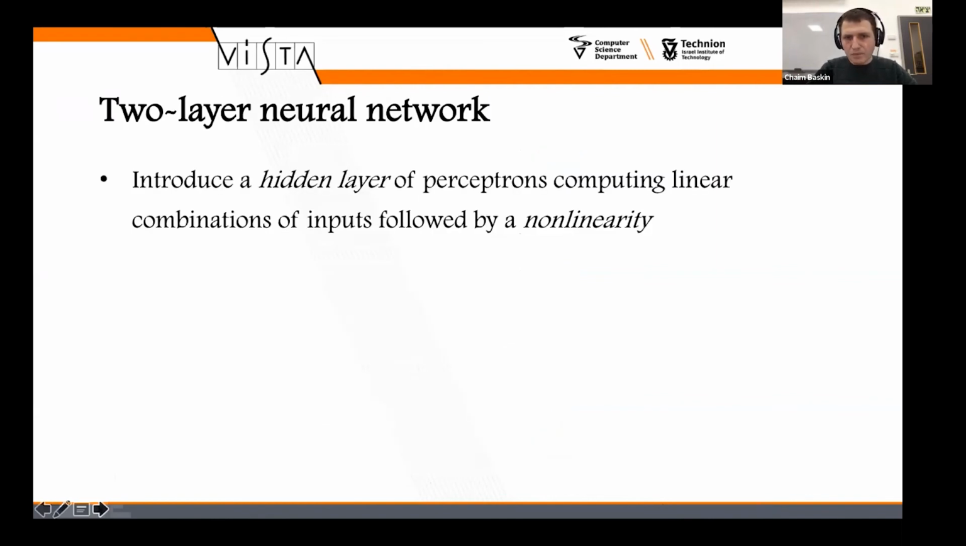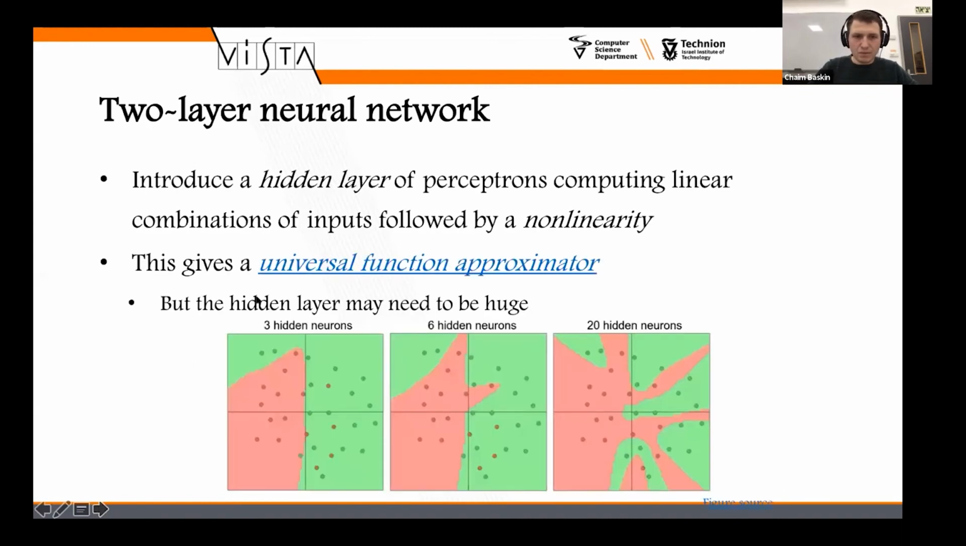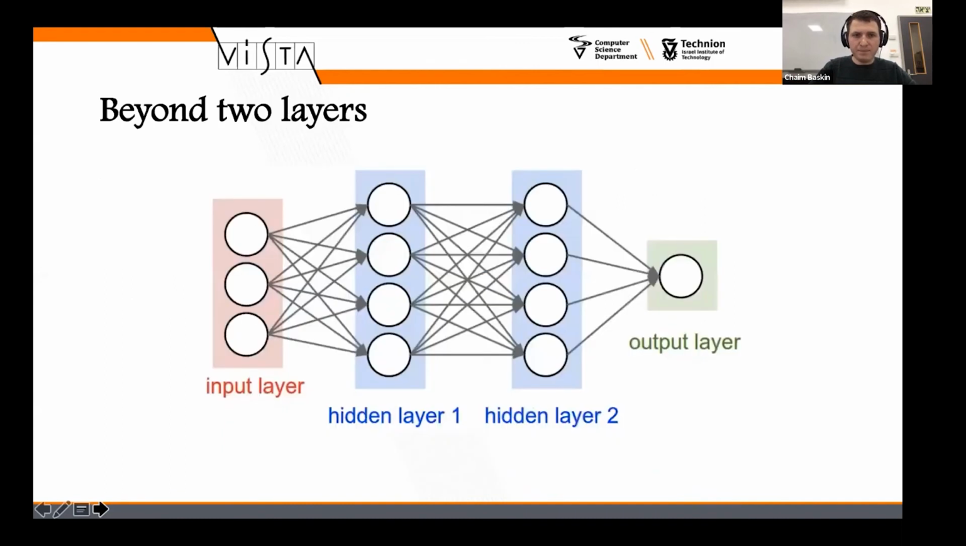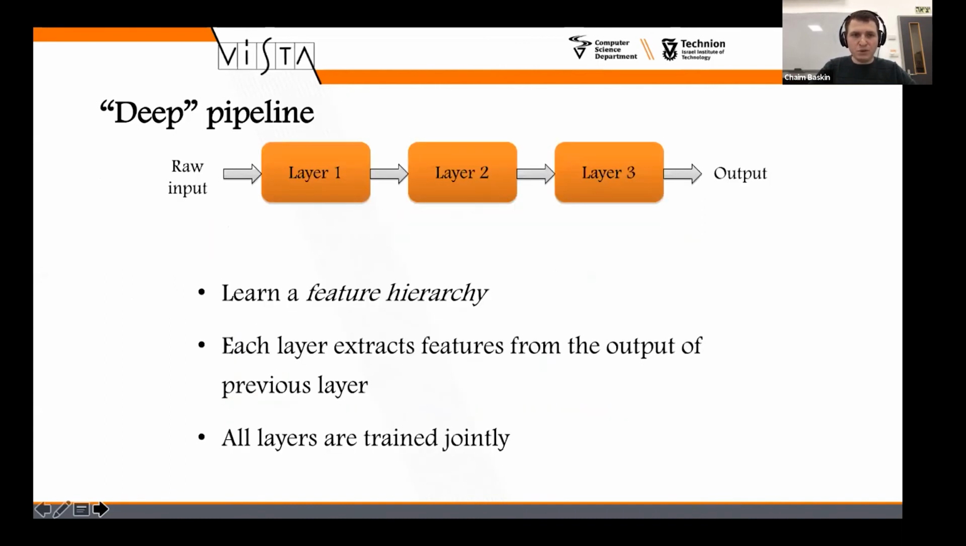So let's talk about hidden layer perceptrons, a combination of inputs followed by a non-linearity. This gives us a universal function approximator, but we should have a huge hidden layer. When we have more than one hidden layer, it means that we have a deep pipeline. We have one layer, and the output is the input for the next layer, and so on.